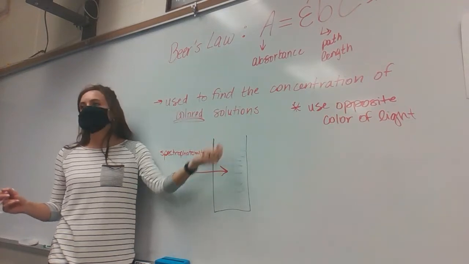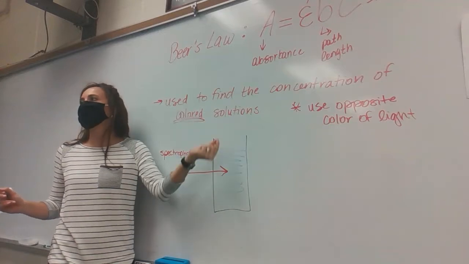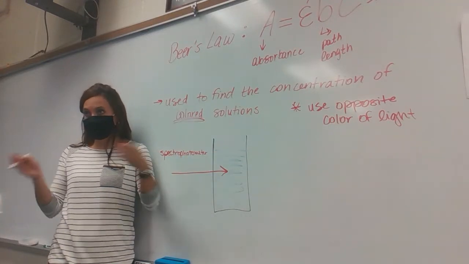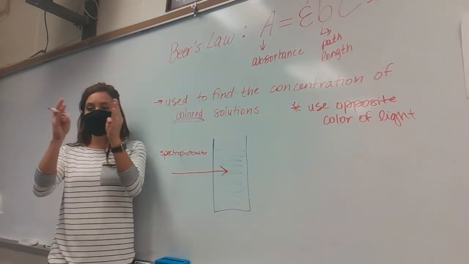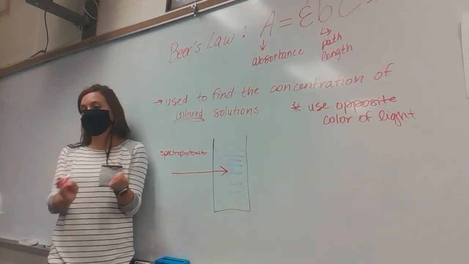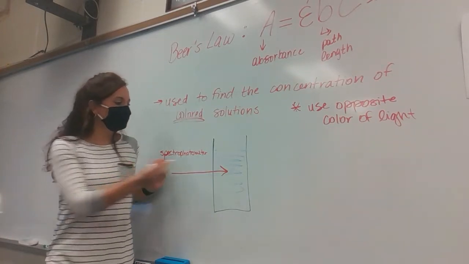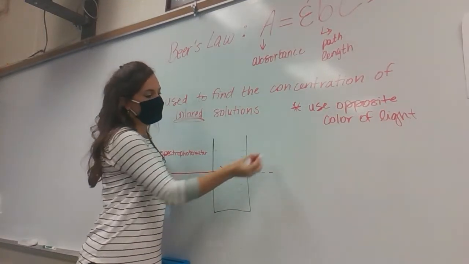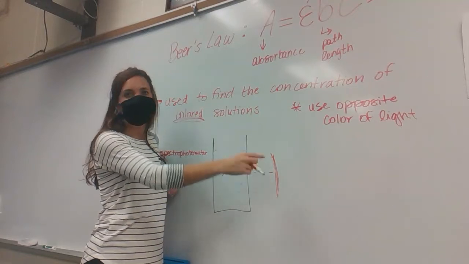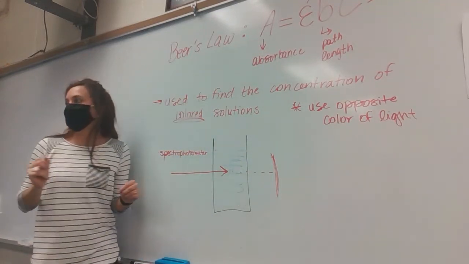The darker the sample, the higher the concentration. The higher the concentration, the higher the absorbance. Do all those make sense in your head? Absorbance, concentration, color. Darker color, higher concentration. Okay, so you shoot the light through, some of it goes through. There's a detector here that reads the amount of transmittance and turns that into an absorbance value. It spits out an absorbance.